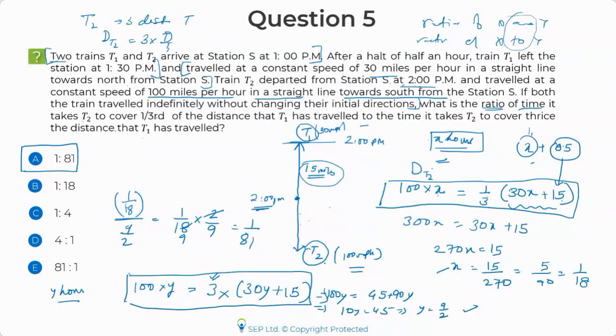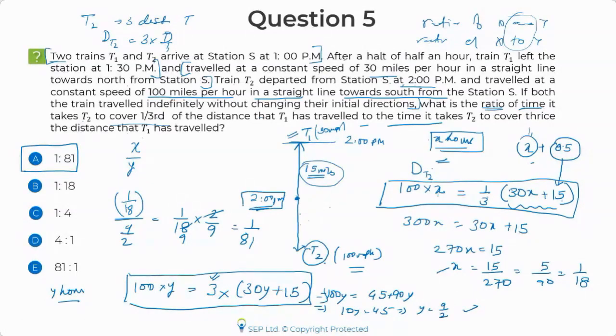Time of something to the time of something. So I'm looking for two different times. I'm looking for x upon y. Okay. So see, the point is that train 1 at 2 p.m.